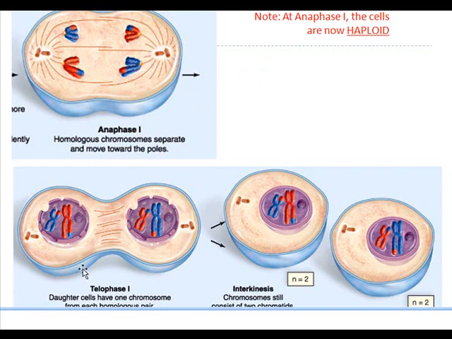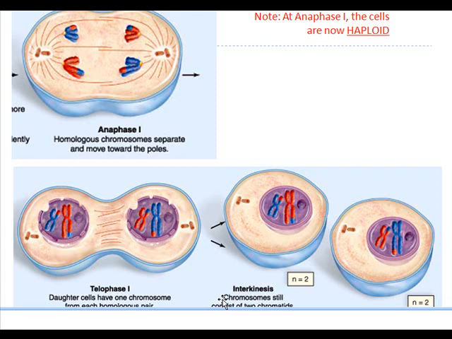Anaphase is then followed by telophase, which is very similar to the telophase taking place in mitosis. You can see the nuclear membrane forming back, and the nucleolus starts appearing. You also see the cell dividing its cytoplasm and its contents in half. And now at the end, you have interkinesis, in which the chromosomes still consist of two chromatids.